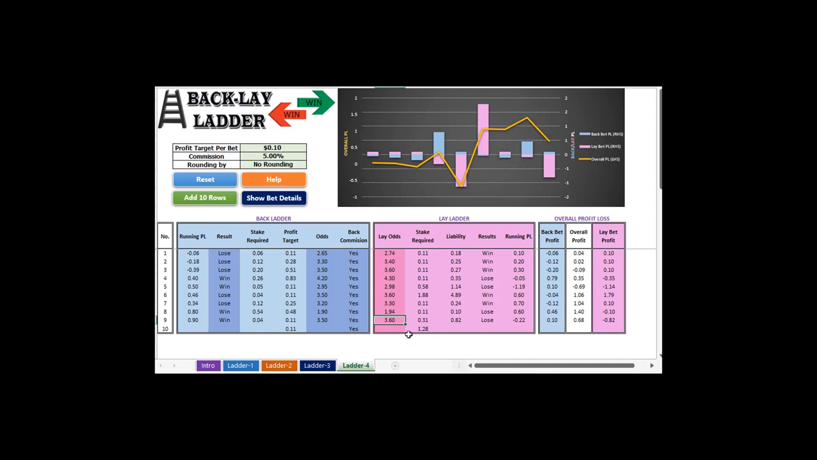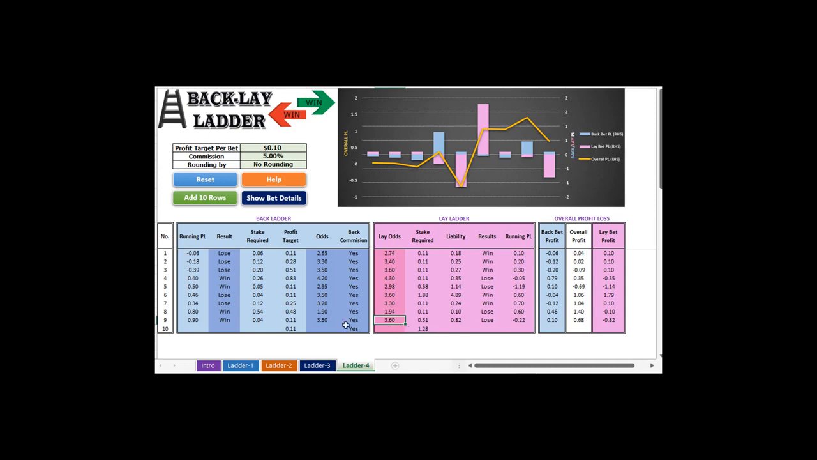The required stake has jumped, and that's because it's reading the liability figure. Because that bet lost, that's how much liability we incurred. So that has to be recovered here, plus the 10p from this one here has to be recovered, and another 10p added here to give us a total. We need to win £1.28 to get our required profit.